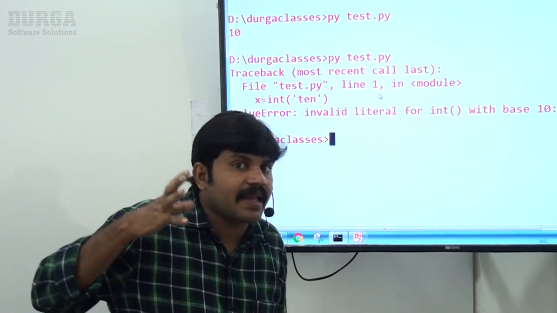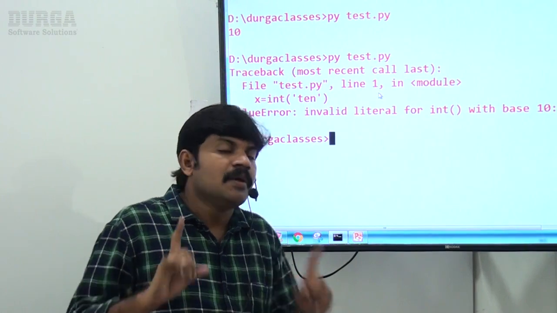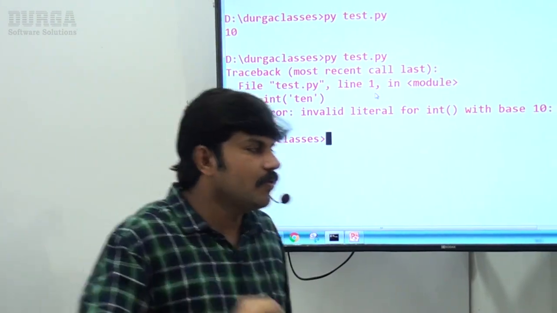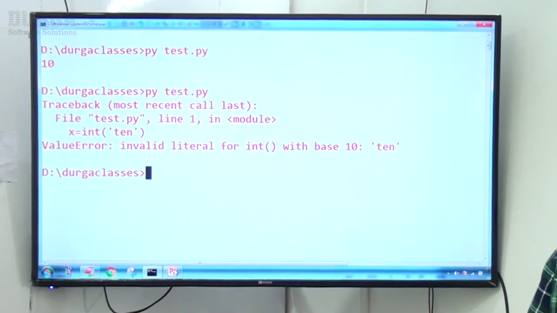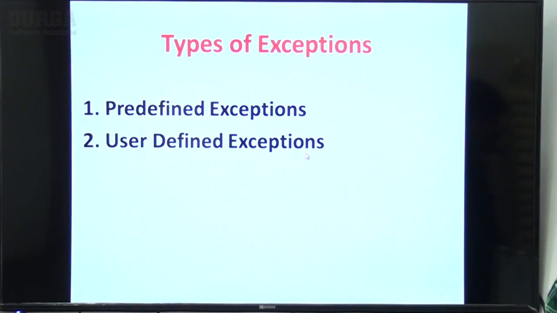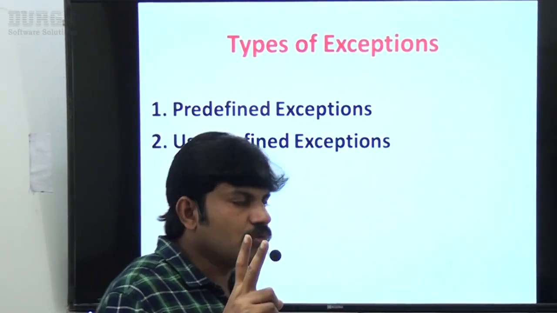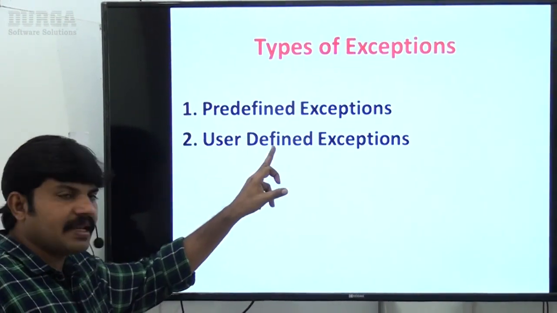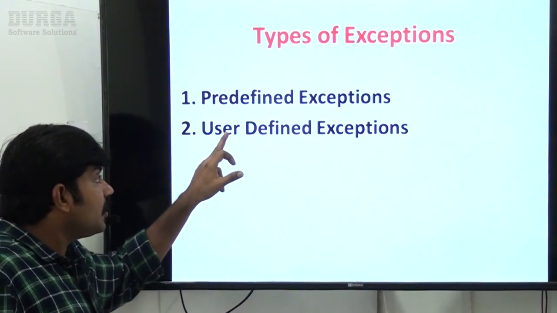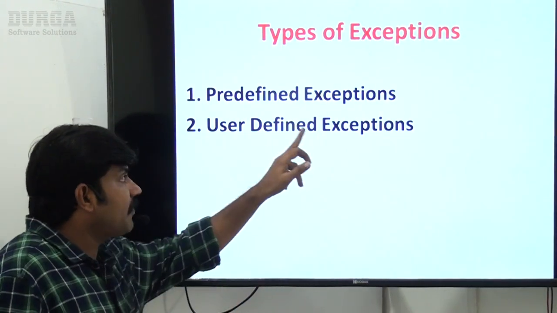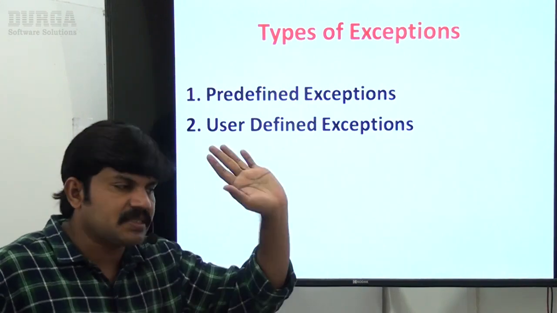So the second category, user defined exceptions, that part we will take care of. Just up to this, whatever we covered, have a look once. Here we just discussed the types of exceptions. How many types of exceptions are there? There are 2 types of exceptions. The first category is predefined exception. The second category is user defined exception. User means programmer, developer. Such types of exceptions are user defined. We will discuss in detail.